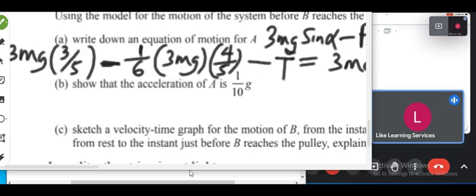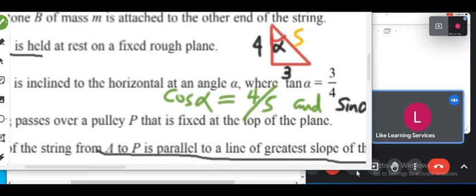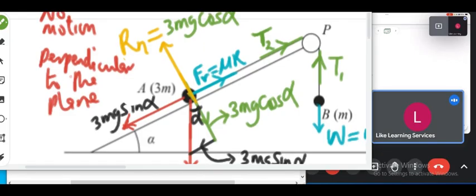It says show that acceleration is 1 over 10 g. So how do I get m? We cancel it out. To show that acceleration is 1 over 10 g, treat all as the same unit. Let me write down the equation, then you simplify. Go to the diagram. 3mg is acting in the direction of motion, positive. Frictional force, negative. Tension 2, negative. Tension 1, positive. Weight, negative.